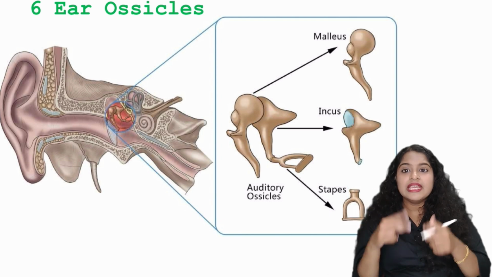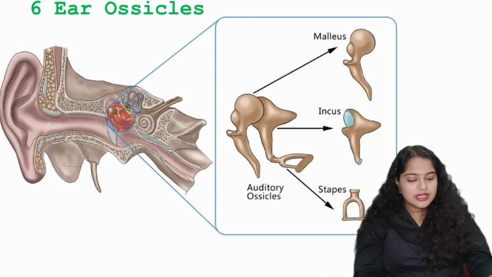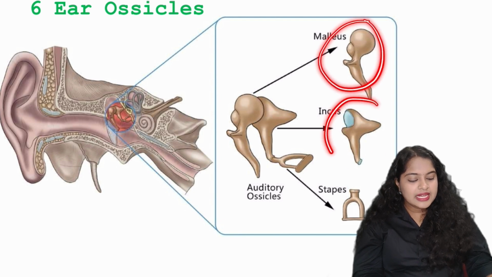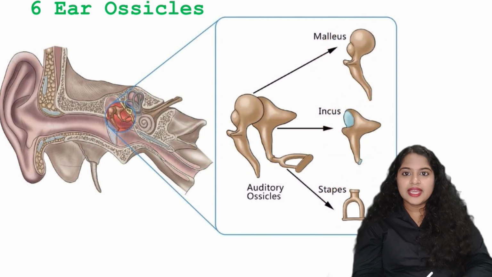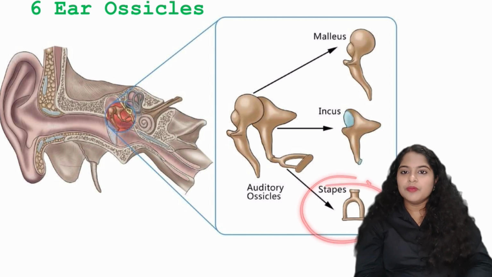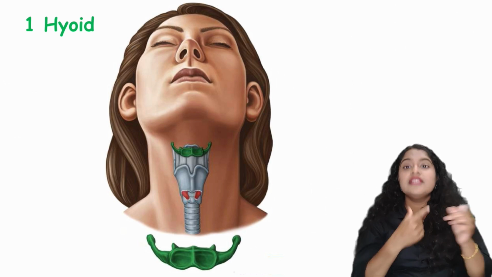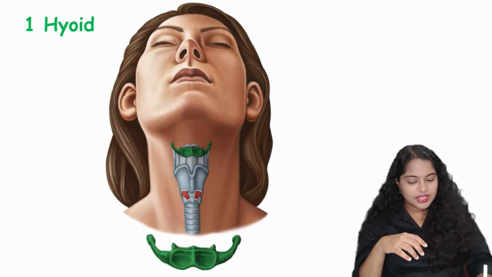Coming to the 6 ear ossicles. We have 2 ears, and each ear has 3 ear ossicles. So in total we have 6 ear ossicles. We have the malleus, incus and stapes. These 3 are the ear ossicles which are present inside the ear. And out of these, the stapes is the smallest bone present in our body. And we have a single hyoid bone, which is found here. So you can see here.